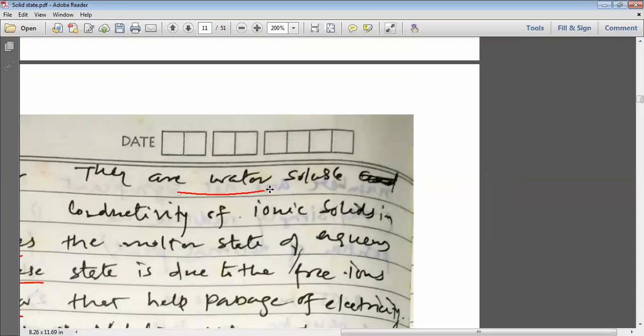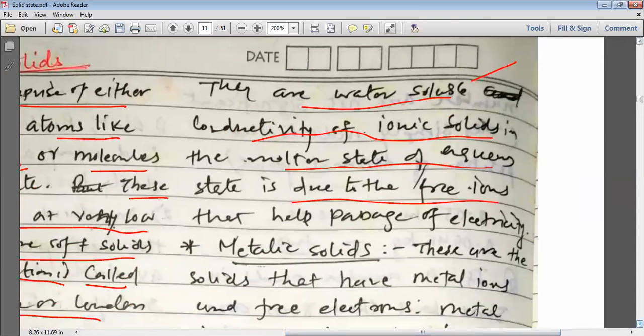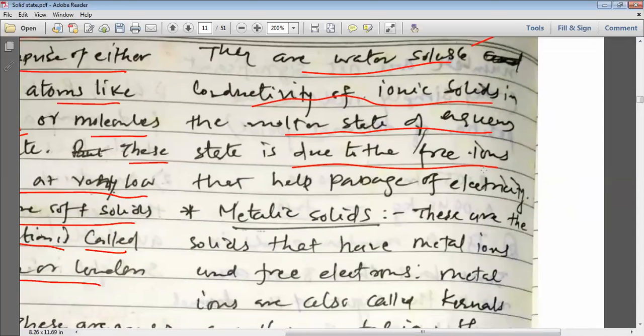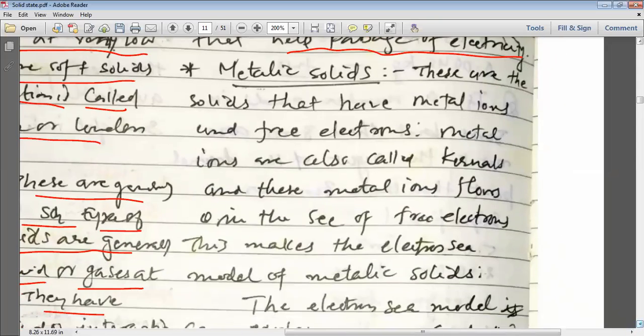Thus, ionic solids are water soluble, and conductivity of ionic solids in the molten state or aqueous state is due to the free ions. So, my dear students, we have seen that ionic solids are made up of ions. These ions generally ionize or dissociate in water, and thus in their aqueous solution, or in their molten or liquid state, there are free ions available, and these free ions are responsible for their electrical conductivity. So these free ions help the passage of electricity.